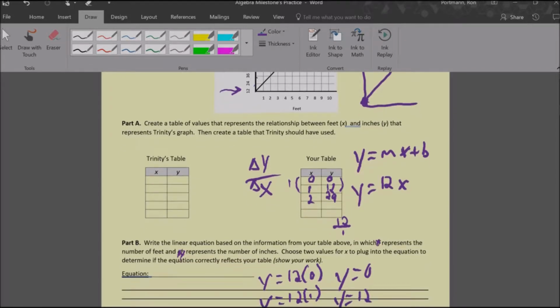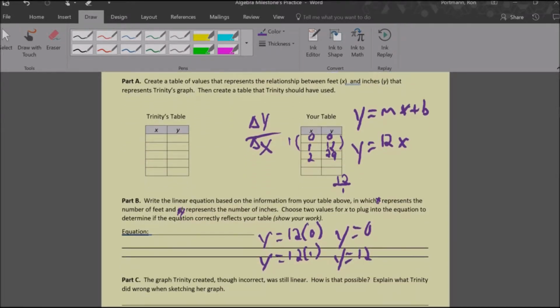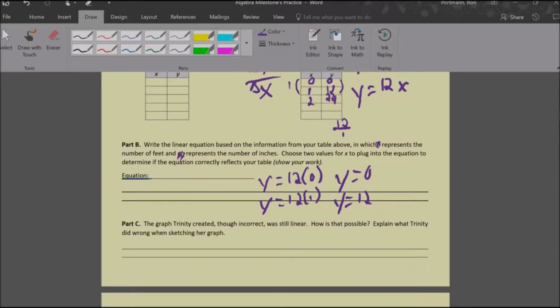So the next part says, the graph Trinity created, though incorrect, was still linear. How is that possible? Explain what Trinity did wrong when sketching her graph. She started at 0, 12, and it should have been 0, 0. Guys, you're going to want to write complete sentences here. I'm just, for the sake of time, going a little bit faster. That's what she did wrong. She started at 0, 12. She should have started at 0, 0. She put on the y-axis, she started at 12.